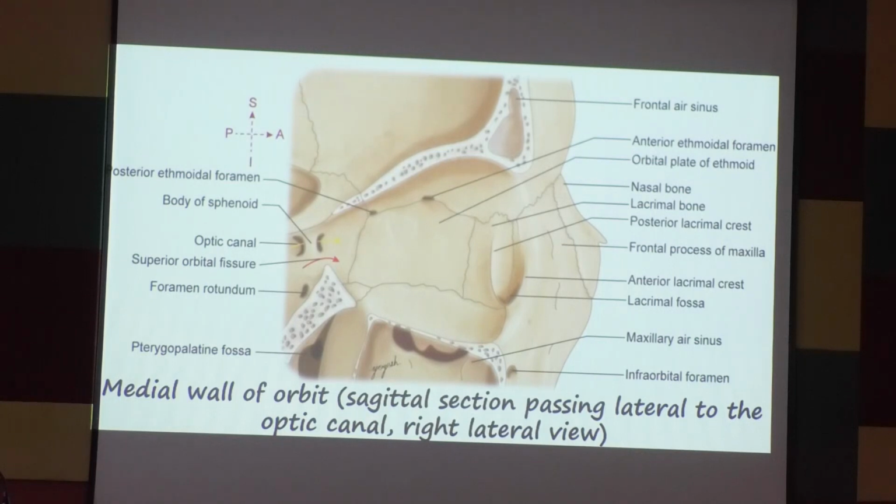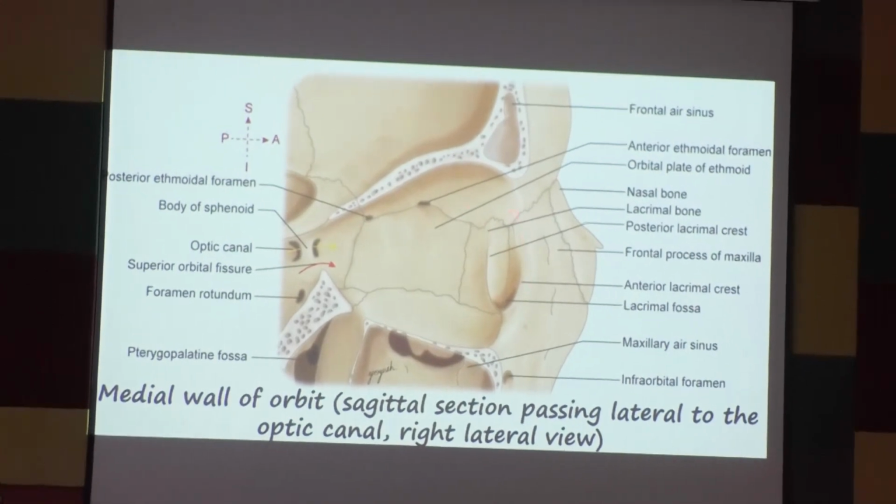See here, this is the coronal section through the orbit. This is showing the medial wall. These are the two foramina, the anterior and posterior ethmoidal foramina. This is lamina papyracea or orbital plate of ethmoid. Here is the lacrimal bone.